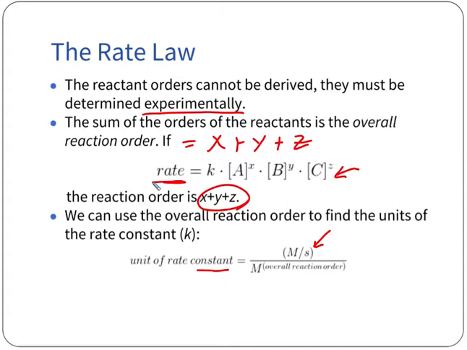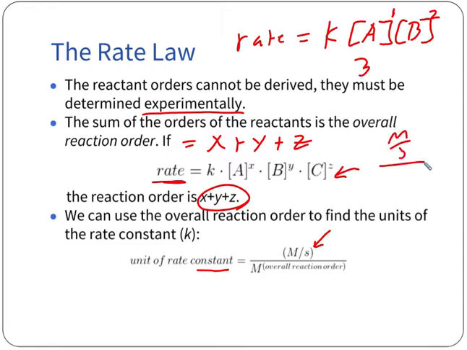So let's say that we had a reaction where the rate law looked like this: K times A times B squared, like this, B to the second. The reaction order with respect to A is 1, because there's an implied 1 right there since it's just written as A. The reaction order with B is 2. The overall rate order would be 1 plus 2, which is 3. So that's going to be our overall reaction order. So if we wanted to figure out what the units of the rate constant would be, we would say it's going to be molar per second divided by molarity to the third power.